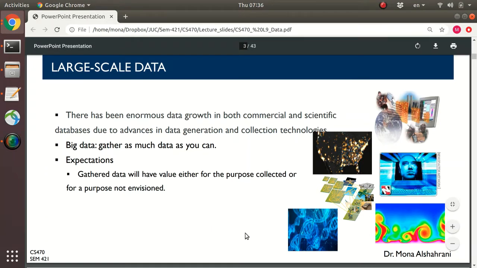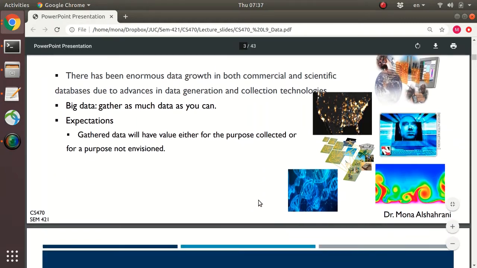So the idea is to gather such data. For example, in the scientific field, you have an idea of what to do with this data. You have a question that you want to answer, but sometimes even for a purpose that is not envisioned or stated in advance, you can generate this data for future use. So the data will be useful anytime, in any form.